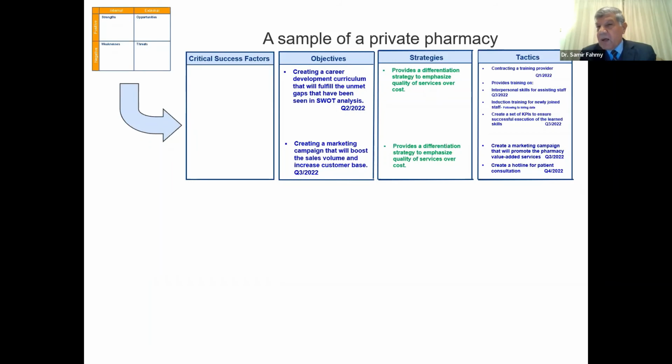So people are empowered to deliver their best when they have the knowledge. If they don't have it, of course, they will comply with what's requested from them, but achieving the level of success could be a hard and tough issue for them. This could happen, we said, immediately after hiring, creating a set of KPIs to monitor and ensure successful execution of the learned skills. And this will be created in Q3 2022.